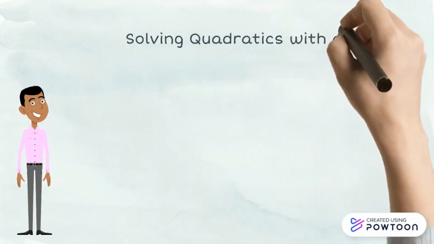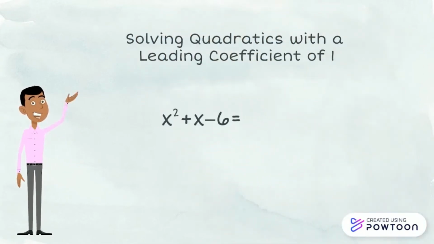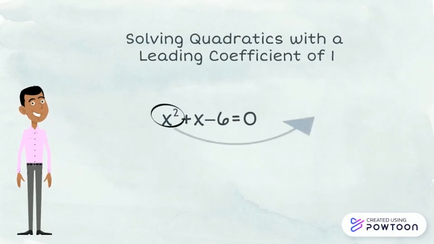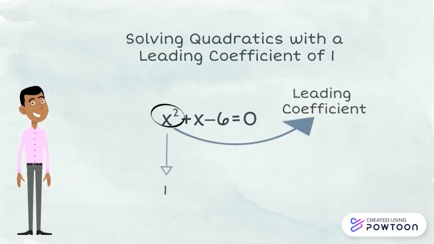Solving quadratics with a leading coefficient of 1. In the quadratic equation x squared plus x minus 6 equals 0, the leading coefficient, or the coefficient of x squared, is 1. We have one method of factoring quadratic equations.